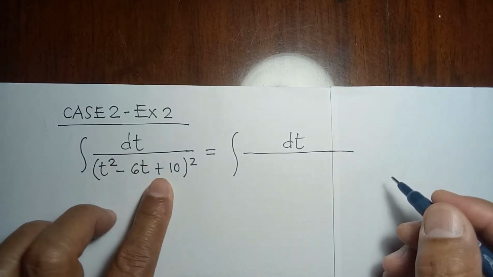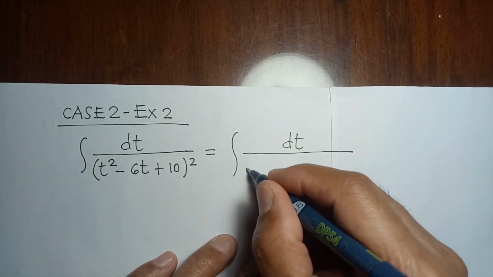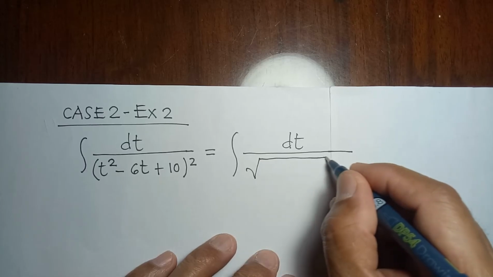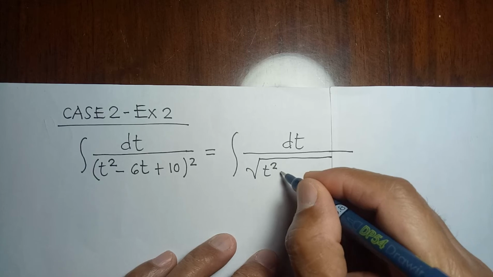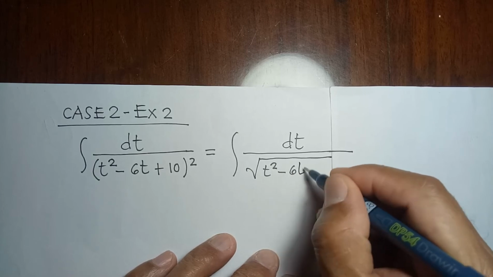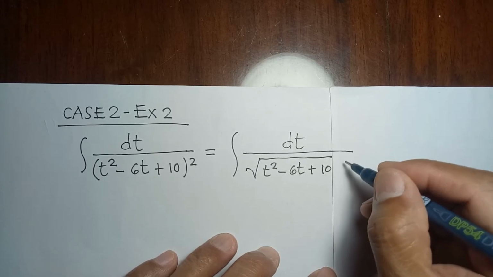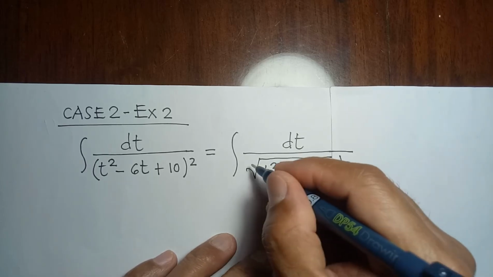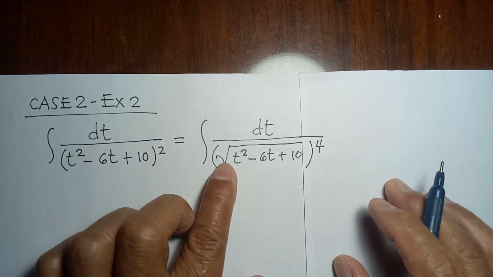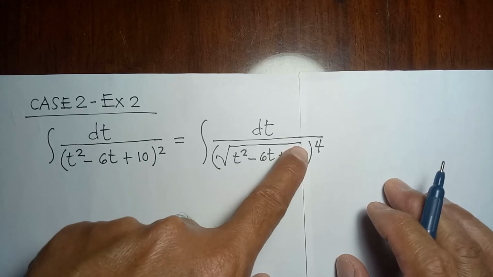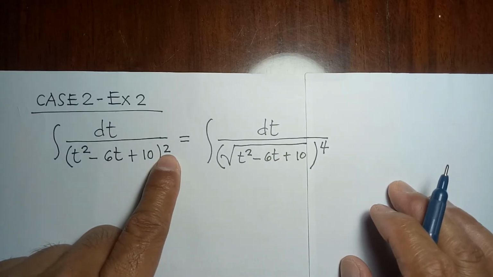so yung t squared minus 6t plus 10 squared, equal din siya sa square root of t squared minus 6t plus 10, and then raised to 4. Raised to 4. So, ang ibig sabihin ng square root ay raised to 1/2. So, 1/2 times 4. So, equal din siya sa 2.